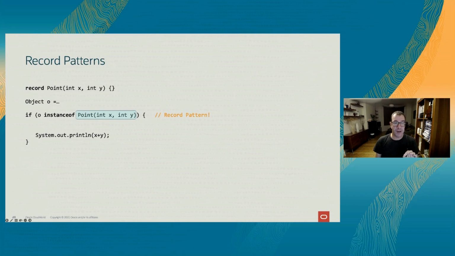To match this record pattern, we first of all test whether the value is of type point. If it isn't, then pattern matching fails. If it is, then we cast the value to the type point and then use this to extract the component values using the accessor methods, and then we initialize the pattern variables with those values. And then we're free to use those pattern variables in the then block.